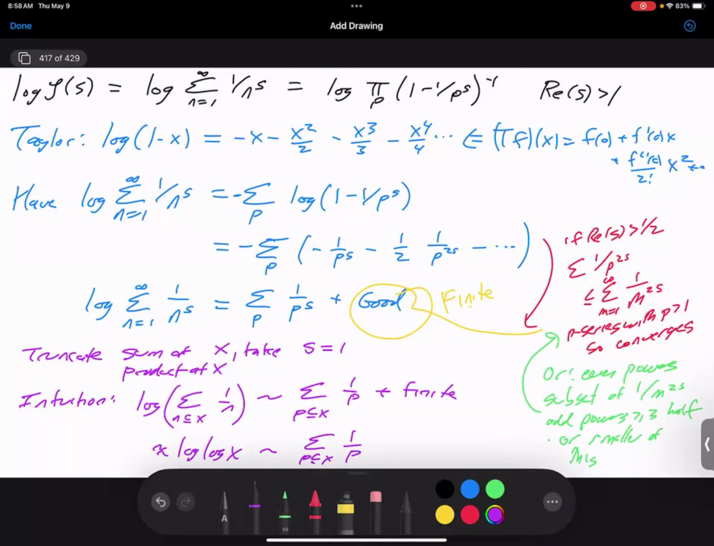If you looked at the sum of the reciprocals of the squares, that would converge. 1 plus 1/4 plus 1/9 plus 1/16. This is a p series where p equals 2. There's a lot more primes than squares.